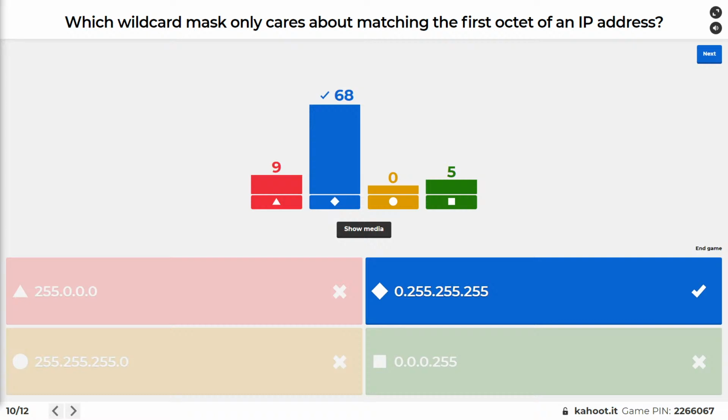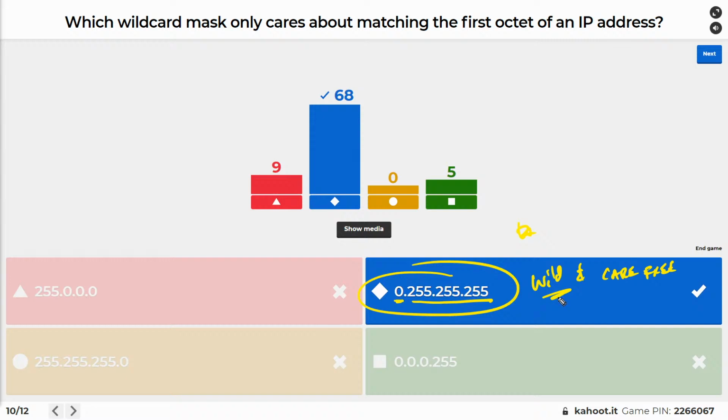All right, I don't think I've ever seen such a fantastic response on the correct answer. Which wildcard mask only cares about matching on the first octet of an IP address? Fantastic work right there. Think of a wildcard mask as all the bits. This is in decimal, but behind the scenes it's binary. If you see wildcard bits that are on, just think wild and carefree: I don't care.